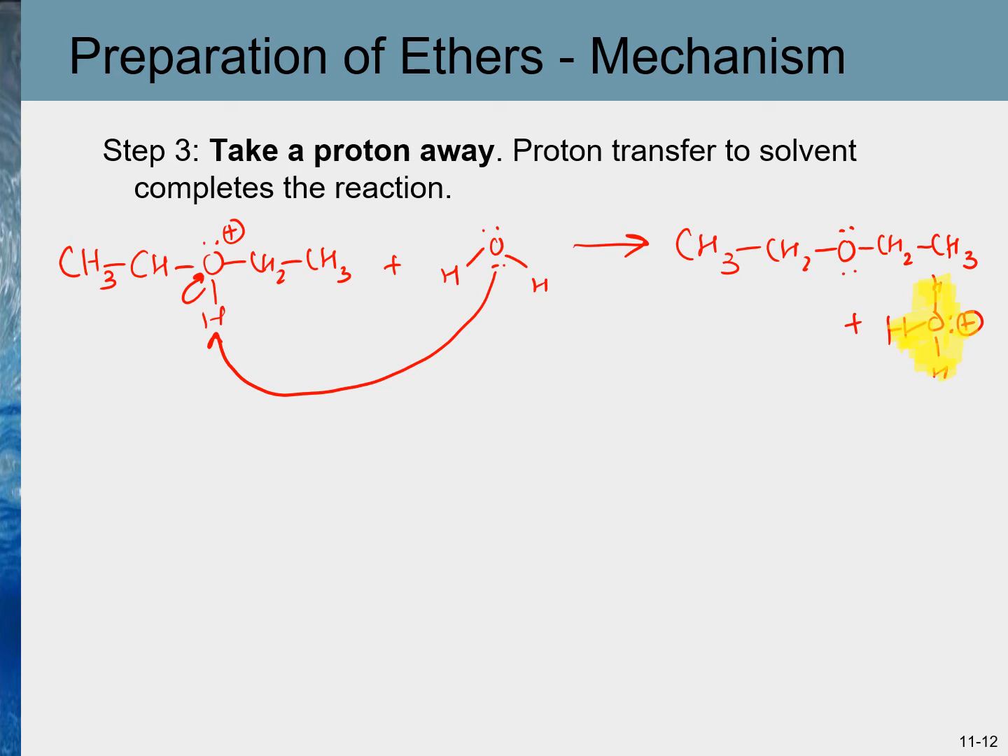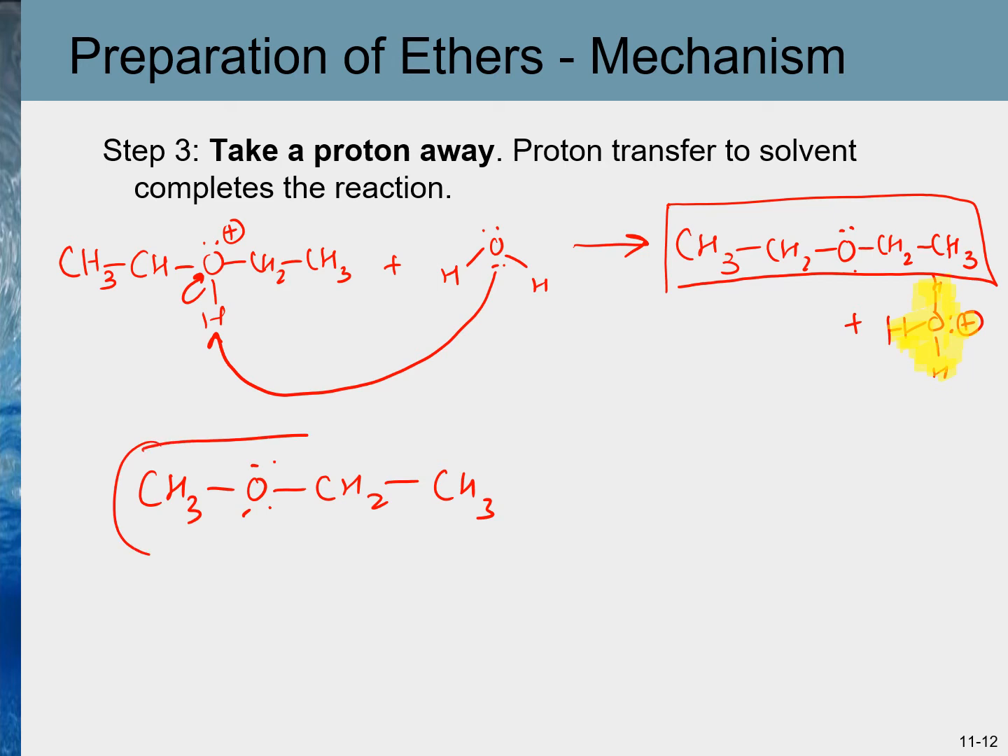The yields of ether synthesis from acid catalyzed dehydration of alcohols are highest for symmetrical ethers, such as diethyl ether, shown here. For asymmetrical synthesis, such as methyl ethyl ether, these kind of ether synthesis yields are low, because two different product formations are possible.